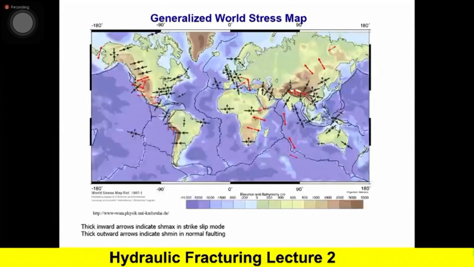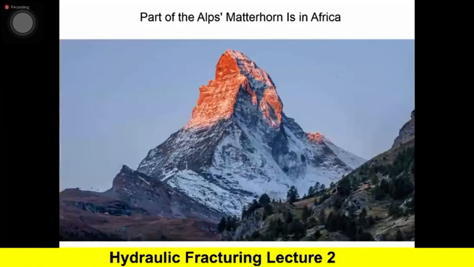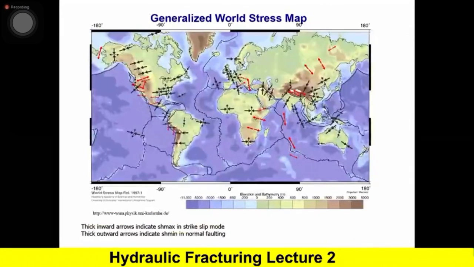Okay, let's look. This is showing part of the Alps, which is actually from Africa, because the African plate and the Euro-Asian plate are colliding, and the African plate is basically going on top of the Euro-Asian plate. That causes a lot of stresses. If you go back to this map, you see these huge stresses near the Himalayas, near any time you have a mountain.